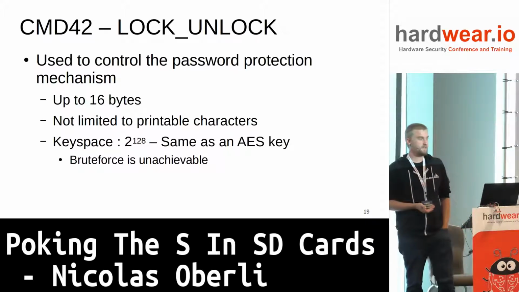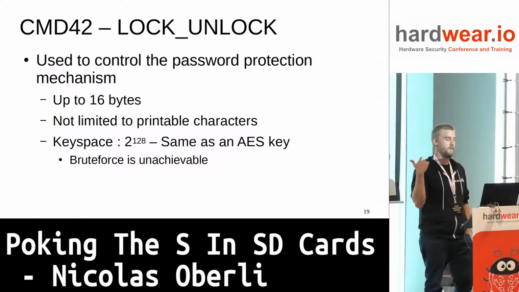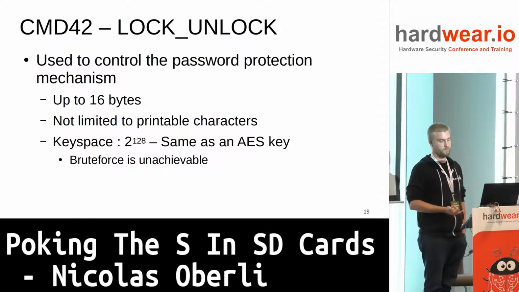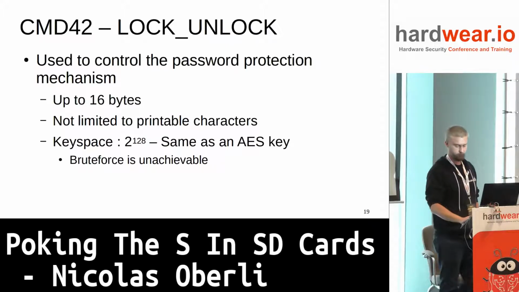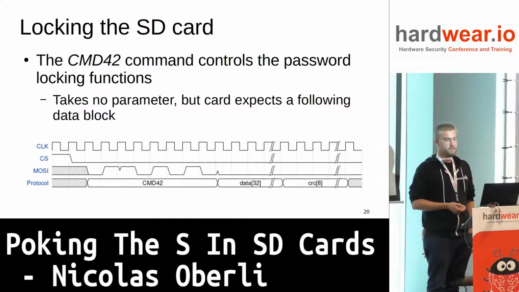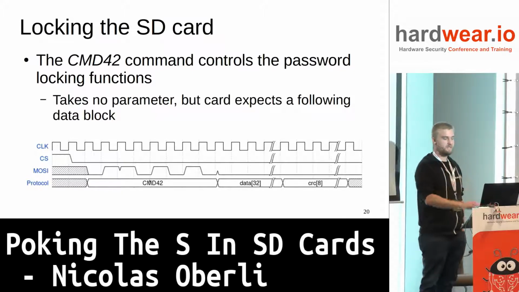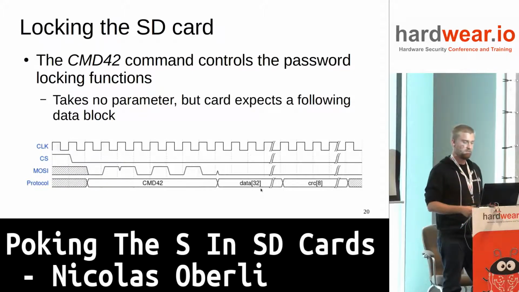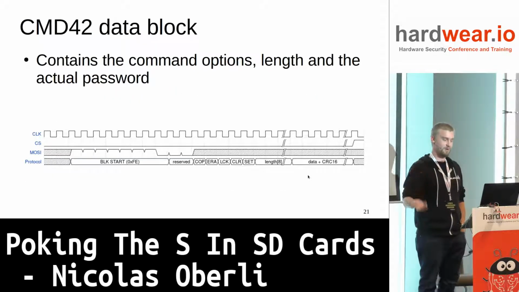So this CMD42 is also called lock/unlock. Basically, it's a way to set a password of up to 16 bytes. It's not limited to ASCII characters, so the key space is quite huge, not easy to brute force. And how it works is you send this CMD42 command, and it would be too easy to set the parameters directly in this field. So you just have to send command 42 with null bytes as data and CRC, then send a block containing all the parameters.